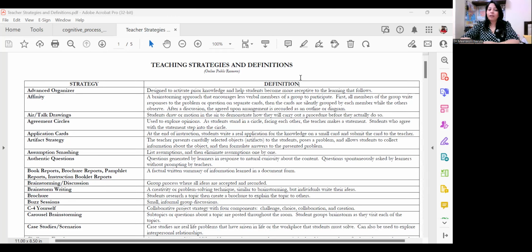Next is brainstorming and discussion. Group processes where all ideas are accepted and recorded. So when they are brainstorming, discussing something in the group, ask them to jot down their ideas on a piece of paper so that the same can be recorded and later referred to.